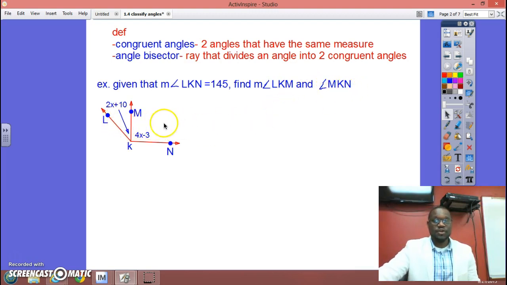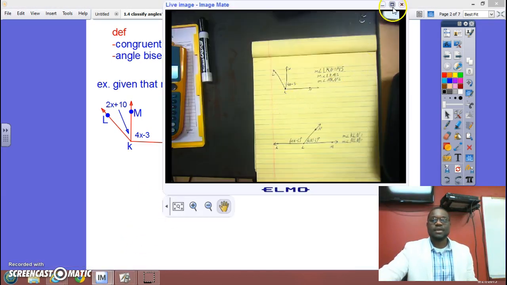And based on what I know here, let's look at the picture. I'm not starting to write anything yet. I just want to know what I'm looking at. I have this angle right here, LKM, and I have this angle right here, MKN. And both of those angles add together to be this one big angle, LKN. Again, I have this little angle here and this little angle here, and if I put them both together, they make this one big angle, LKN. And I happen to know what LKN equals. So what I'm actually going to do is make an equation based off what I see.